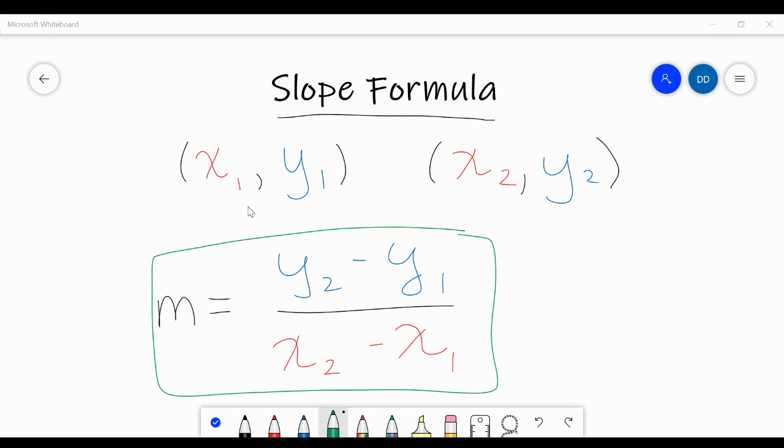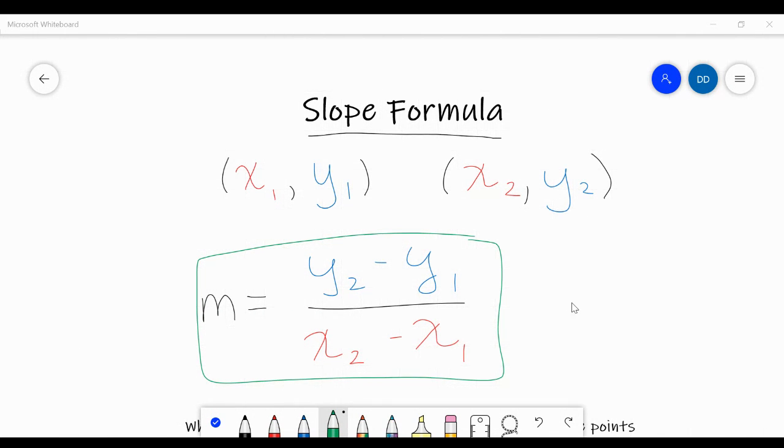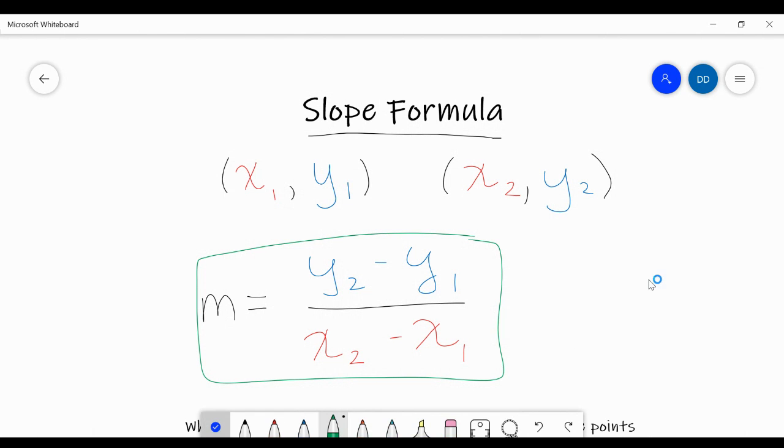So to use the slope formula, you take those values, and it helps when you label, so you'll see when we look at an example, and you do y2 minus y1 over x2 minus x1. From there, you do your subtraction and you simplify your fraction, and then you're done. So that is the slope formula. So let's use this so we can see exactly how we do this.